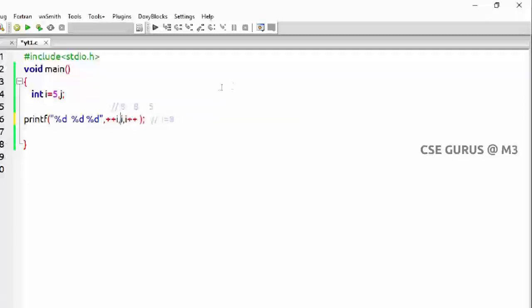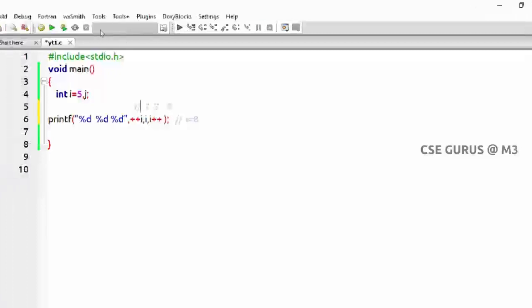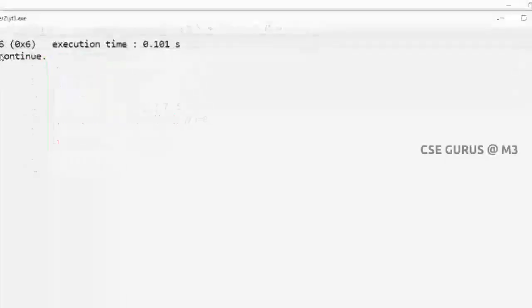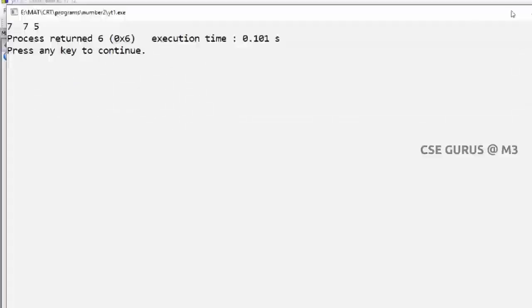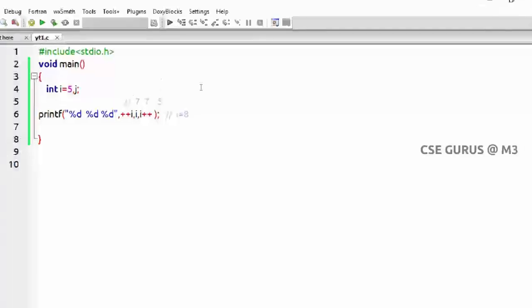And now one more final. I'll take i here, which will become 5. Then 5, ++ gives 6, 6 will be here. And 6, ++ gives 7, 7 will be here. The final value is 7, and wherever i is there, that will be replaced with 7. So 775 will be your output. You can see the output. So 775.